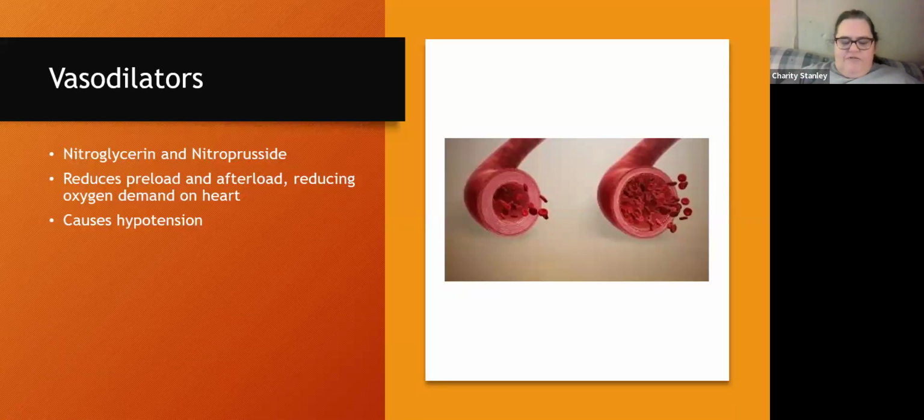Vasodilators. If for whatever reason our patient's blood pressure is too high, then we would give vasodilators, such as nitroglycerin or nitroprusside. So this reduces preload and afterload, and it reduces cardiac oxygen demand. But this can cause hypotension. So it's a fine line with making sure our patient's blood pressure is stable.